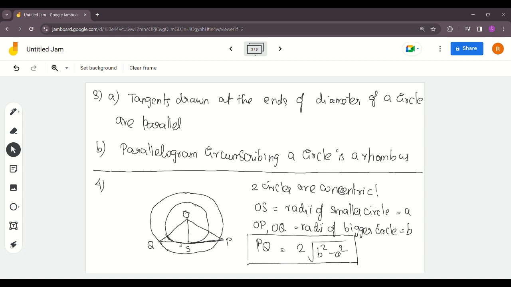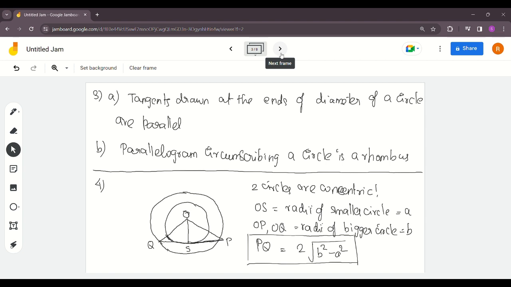So the length of the chord of the larger circle, that is PQ, which touches the smaller circle, has a formula: 2 root of b square minus a square. This formula can be derived by applying the Pythagoras theorem: PS or SQ will be equal to root of b square minus a square, and then you just have to double it to find the value of PQ. So it's a very simple thing. These are some of the important properties.